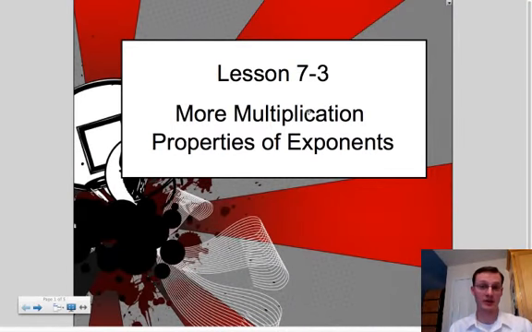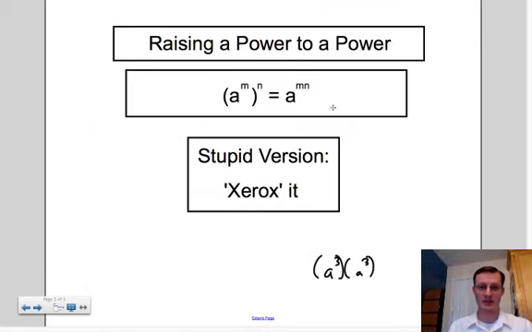Today we're going to look at our lesson on 7.3. We're going to continue by looking at a few different properties. Again, we have the Xerox it, so a to the m to the n power is just going to be a to the m times n. So if you had a to the third to the second, you're just going to make two copies of a to the third. So a to the third times a to the third, that'd be 3 plus another 3, which is going to be 6. So basically you're just multiplying them. Sometimes it's easier to think of just making copies, and sometimes it's easier just to go ahead and multiply those out. So it just depends on the situation.